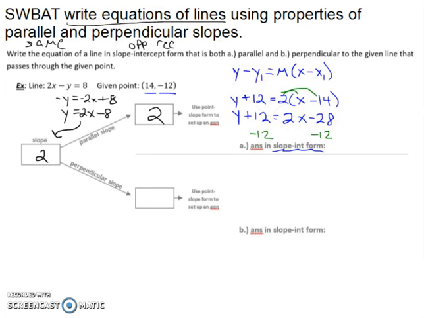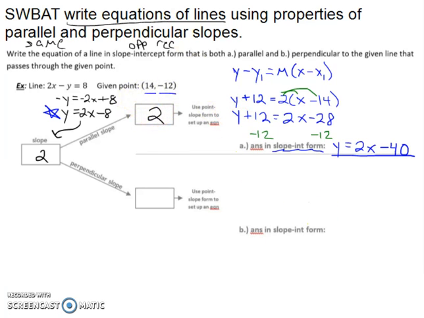Now I'm just going to write my answer down there. This gives me y is equal to 2x minus 40. And that's going to be our answer. We can, of course, check this because it is indeed parallel to this initial line because it's got the same slope. And if you plug in 14 as an x value, you will get negative 12 as a y value, which means it does go through that given point.